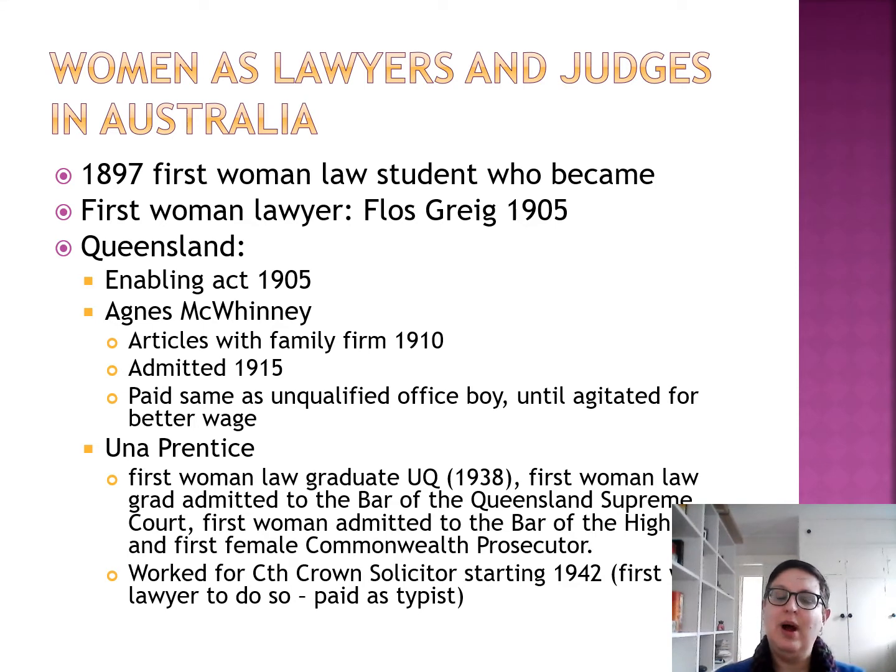And if you are a member of Queensland Women Lawyers, you'll notice that they have a prize named after her, and one also named after Una Prentice. With Agnes McWhinney, she took the route not of going to university, but the alternative route to practice law, which was available actually up until the early 1990s, which was doing a 5-year program of articles, accompanied by readings and exams. And she did those articles with her father's firm, starting in 1910.